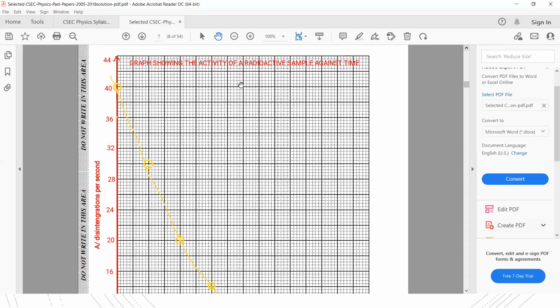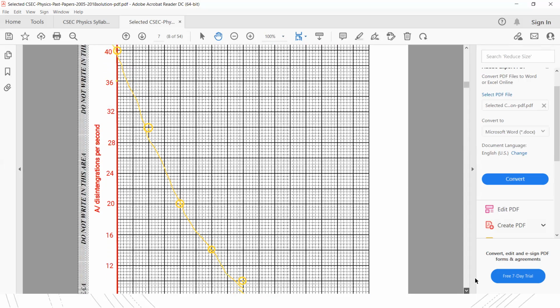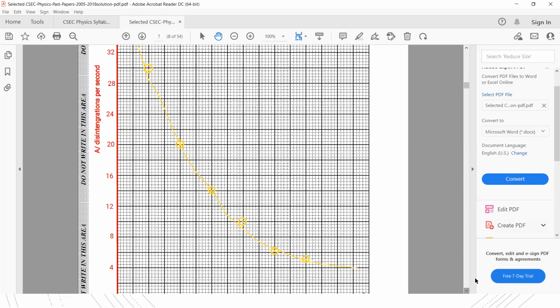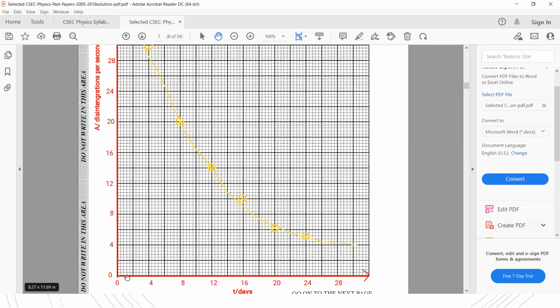And let's start with the title. So we're going to have a title: Graph showing the activity of a radioactive sample against time. Just a very simple title. And this time you are not given any axes drawn in for you or any labeling, so you have to figure it out.